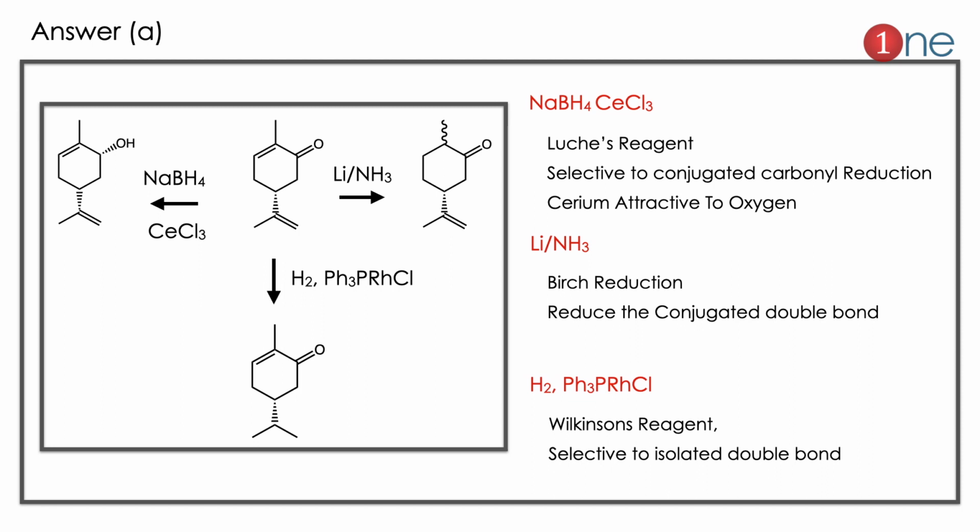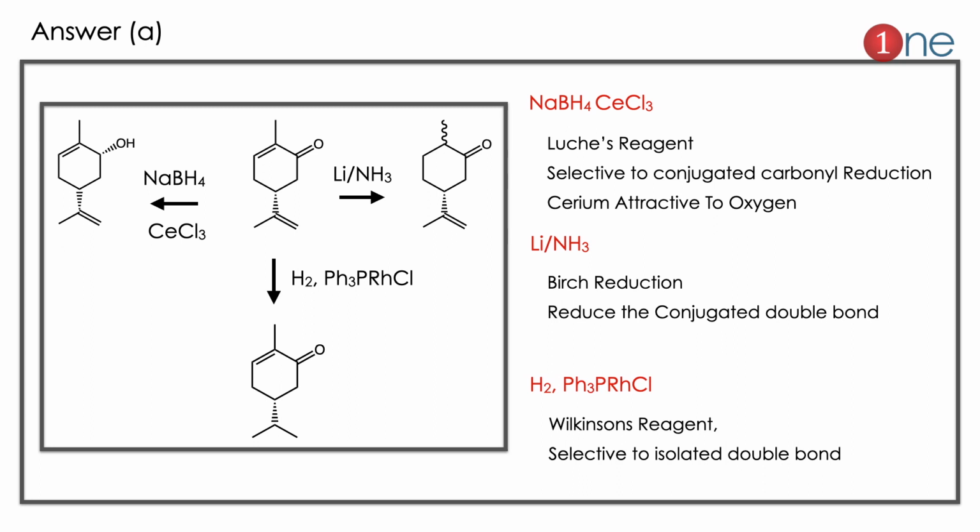The answer is A. Let us see how. The starting materials are easy to identify once you know the function. Here sodium borohydride and cerium chloride selectively reduce the carbonyl compound. Let us see why. Because the cerium is attracted towards oxygen, the sodium borohydride reduction happened on the carbonyl compound. Then lithium and liquid ammonia, which is the Birch reduction, selectively reduces the double bond in conjugation.